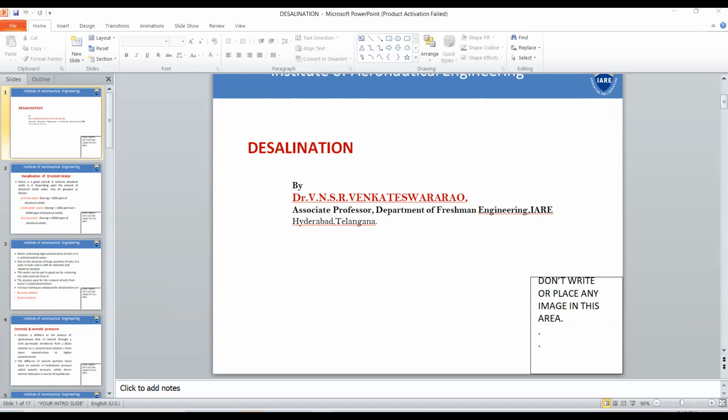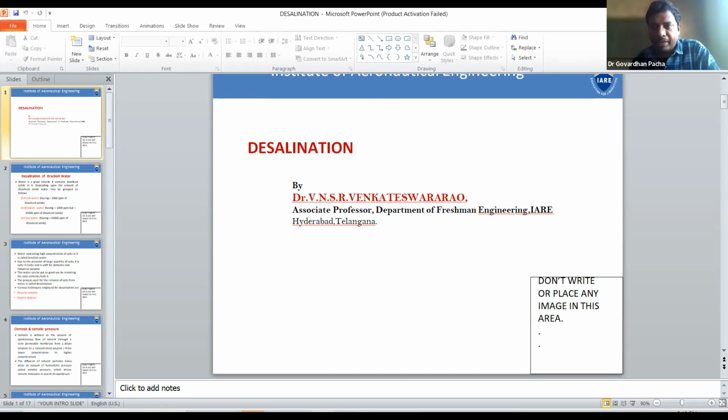So first of all, desalination. So desalination means, from the title, we understood that the process involves removal of common salt from the sample of the water. So that is called desalination. So by taking the example of the common salt, what is the example for common salt, Amma? NaCl. Very good.